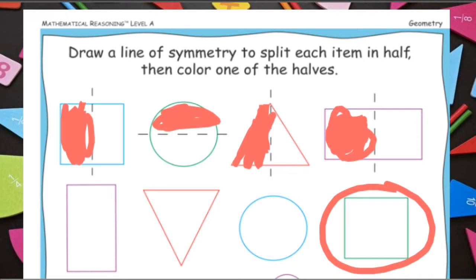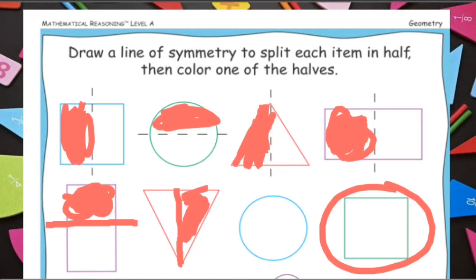The purple rectangle, I will what? Draw my line of symmetry. Good. And I'm going to take it horizontally. Yeah, I think that's better. Yes. You can see that. So I will color what? One part of the shape. You can see that. And we have a red triangle right here. I'll do the same thing. Good. You can see my line of symmetry is dividing the shape into two equal parts. And I'm coloring one of the parts or one of the halves.